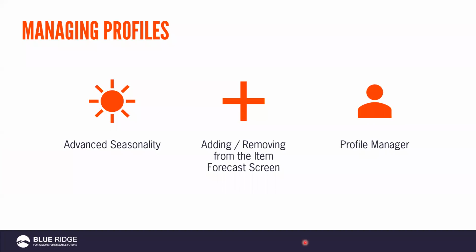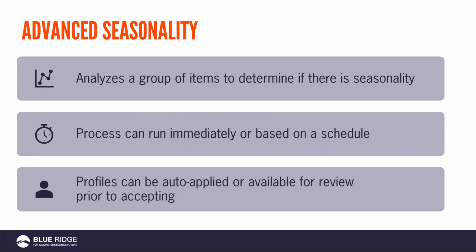So let's take a closer look at each of these options. Advanced seasonality, the time saver. This is accessed under the Advanced Tasks tab of your system. When you run this process, it's looking at a grouping of items, right? And you can filter by supplier, by location, by activity code. The filter options go on. We'll talk about the process steps over the next couple of slides. Just what is this process that the system is going through?